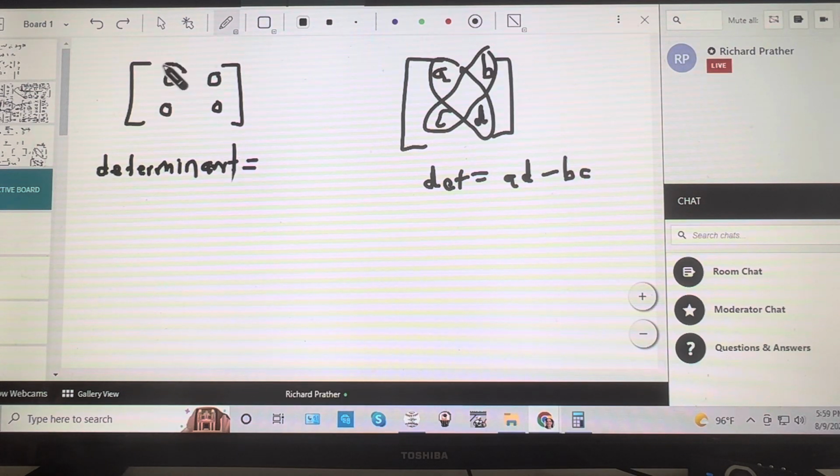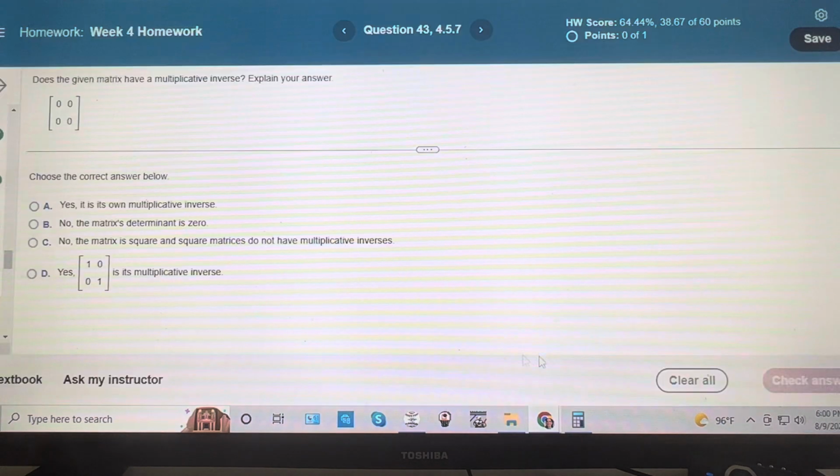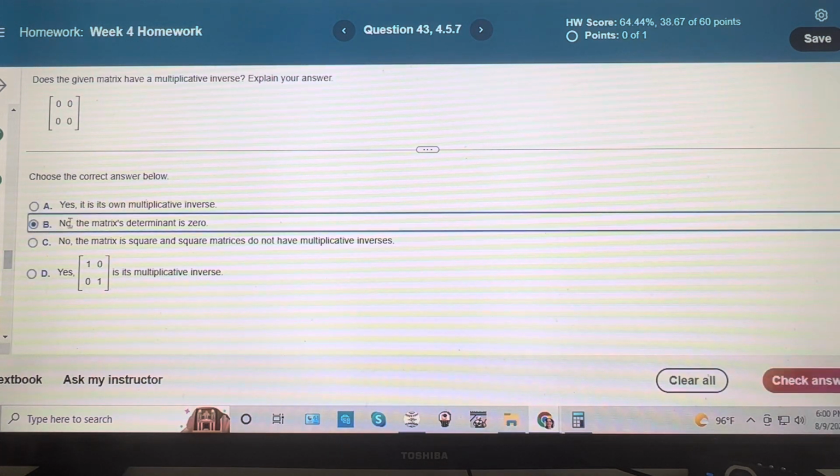So for this one, it would be 0 times 0 minus 0 times 0, which is 0. If the determinant is anything except for 0, any positive or any negative, then you can find an inverse to a square matrix. But if it's 0, there won't be an inverse, because the first step you're going to do is 1 divided by the determinant. And 1 divided by 0 is undefined. So this will not have an inverse because the determinant is 0.